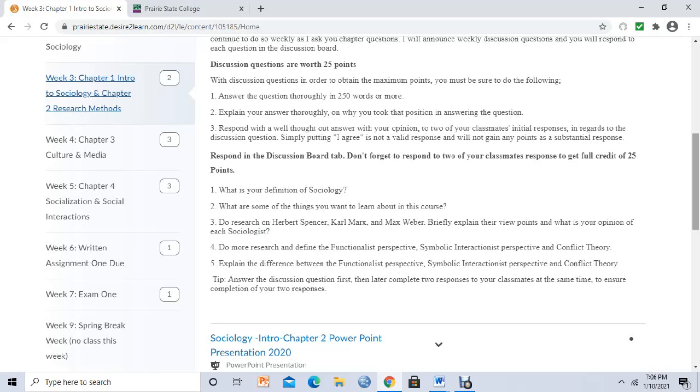You're going to do research through the internet, looking through the book, going through my PowerPoints. You're going to answer the question. Just give me some good stuff. Explain your answer thoroughly, or why you took that position in answering the question. Number 3, you're going to respond with a well thought out answer with your opinion to 2 of your classmates' initial responses in regards to the discussion question. But simply saying I agree is not a valid response and will not gain any points as a substantial response. So if somebody put an answer, oh, I agree with that. Nah, you got to tell me why you agree with that. What is your opinion with that?